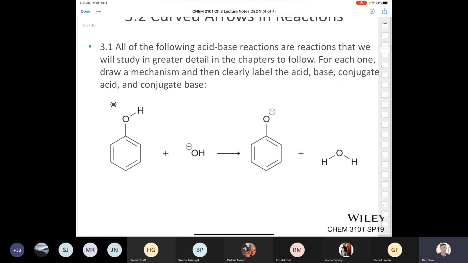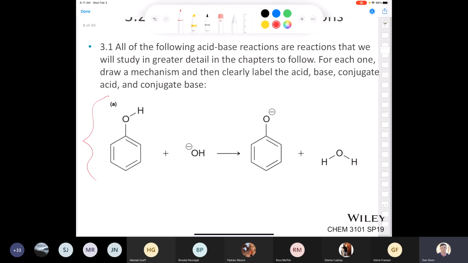It's the first practice problem in chapter 3. It says all of the following acid-base reactions, well, there's only one of them here, that we will study in greater detail in the chapters to follow, are reactions that we're going to see. So this is a reaction we're going to see later on in the class, but we can still analyze it in terms of the mechanism and the acid, the base, the conjugate acid, and the conjugate base.